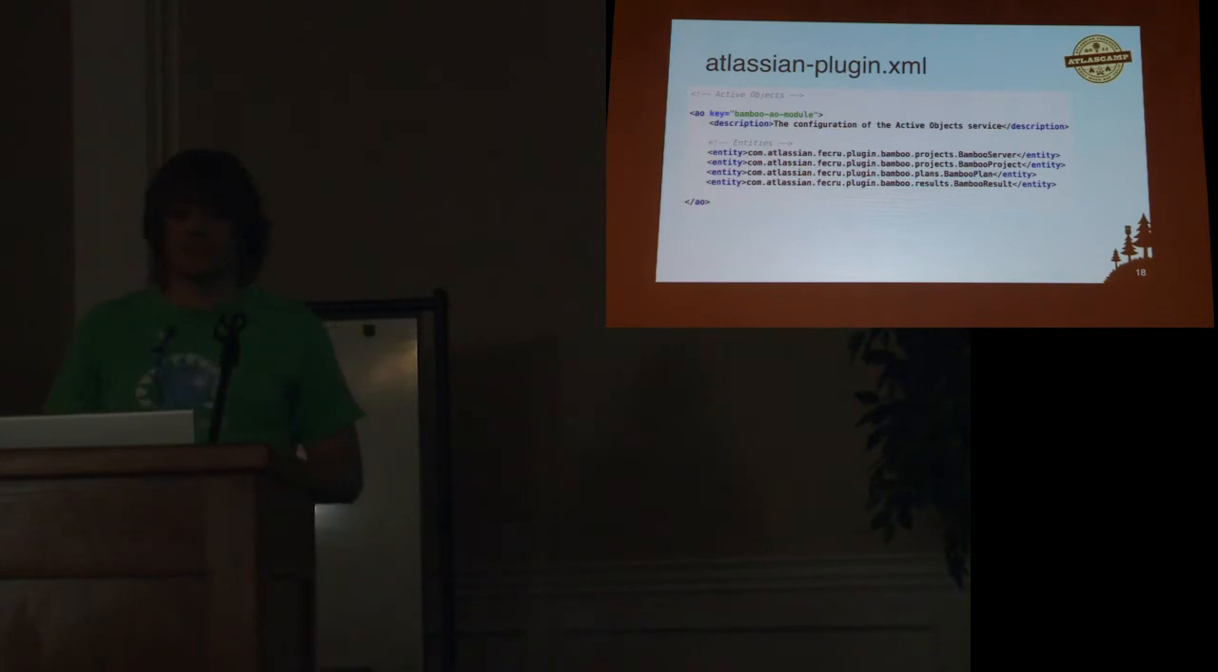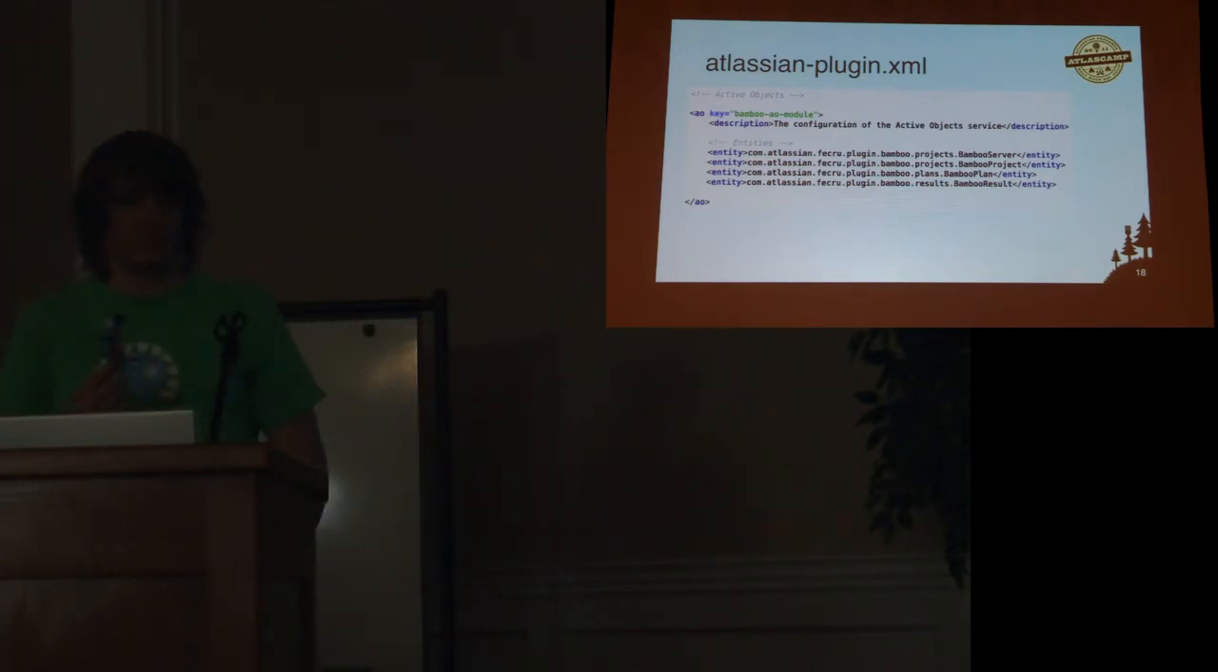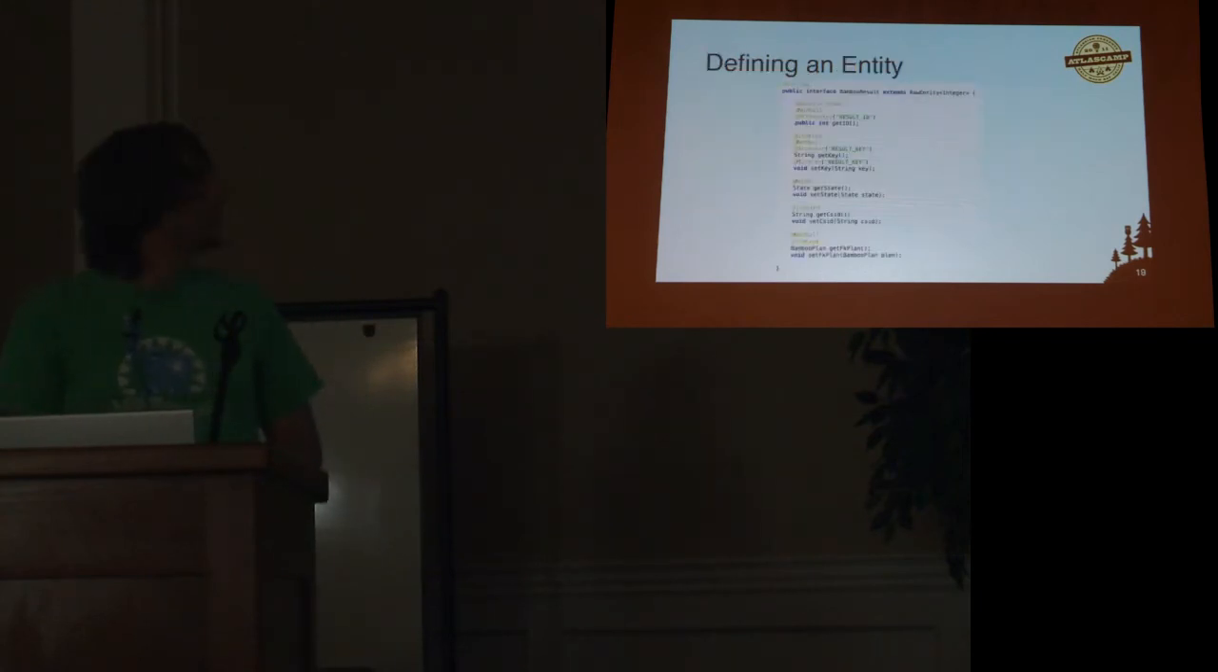So in our Atlassian plugin XML, we're defining an AO module type. In the AO module type, we just have a key, and then we have entities here. And these entities refer to classes within your class path where your entities are defined. Let's have a look at one of the entities. So this entity is my Bamboo results entity. It's what's used to store all the results for whether a build passed or failed.